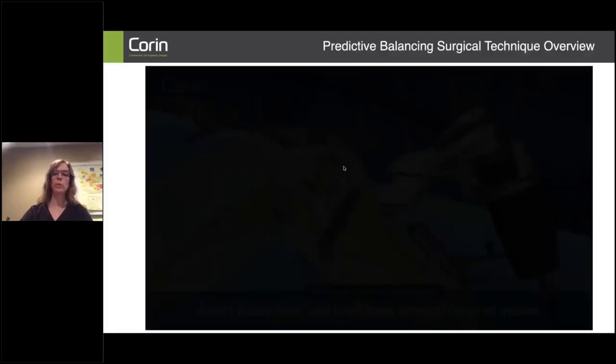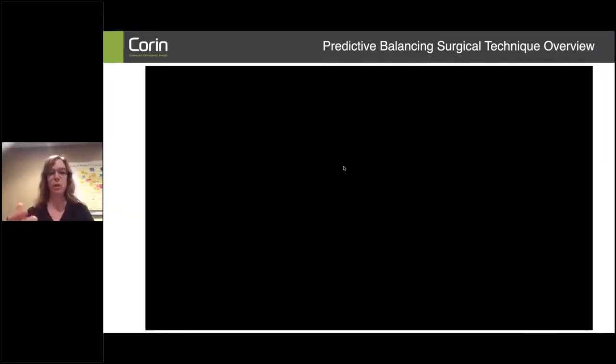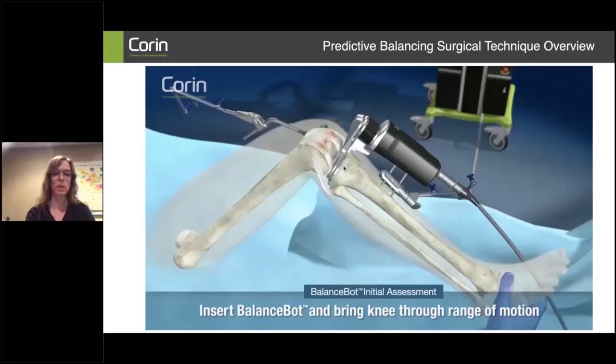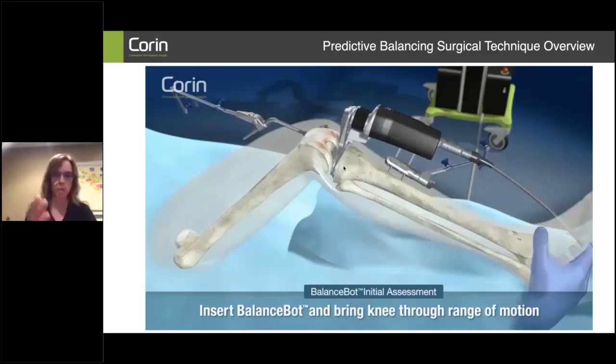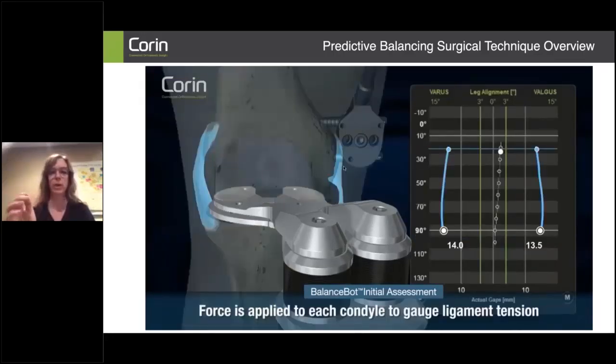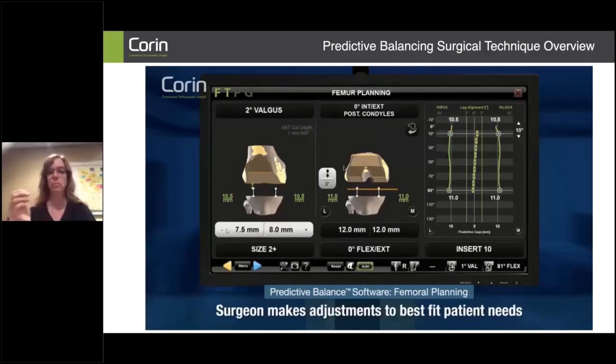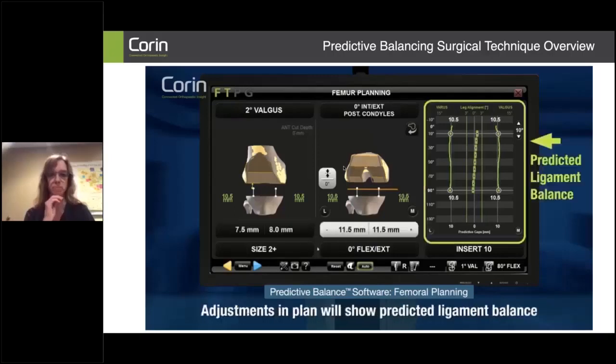First, what we'll do is a little bit of a recap of the balanced bot technology. This is a short video that goes through some of the steps that you have seen previously. This demonstrates here the acquisition of ligament length under constant tension after the initial tibial cut has been made and the resultant graph on the right. Quickly going through the virtual morphing, determining the femoral preparation and the predicted ligament balance that should be the result of these permutations.